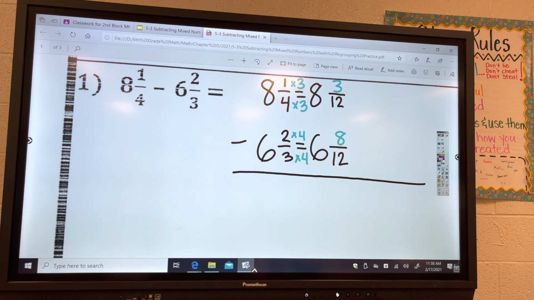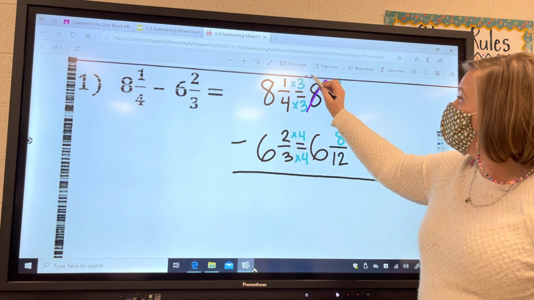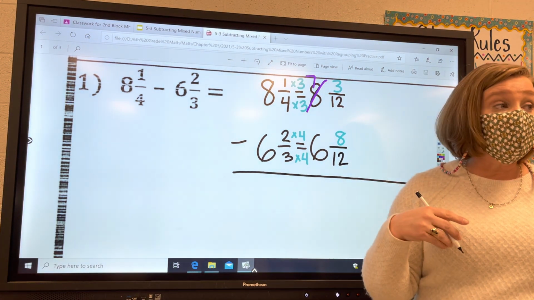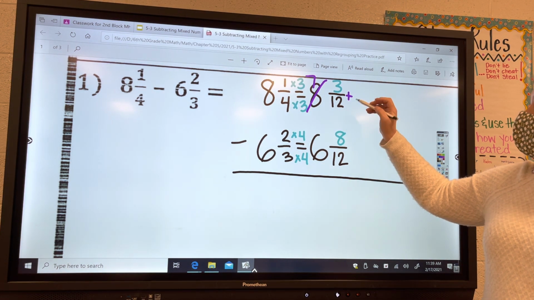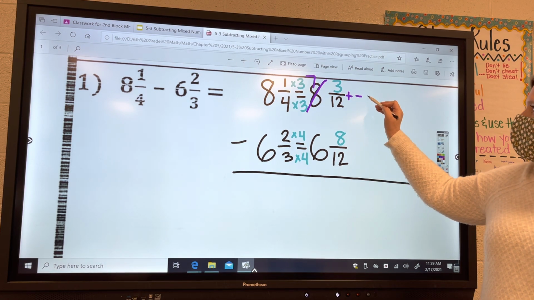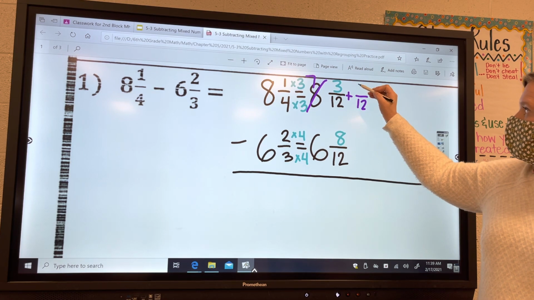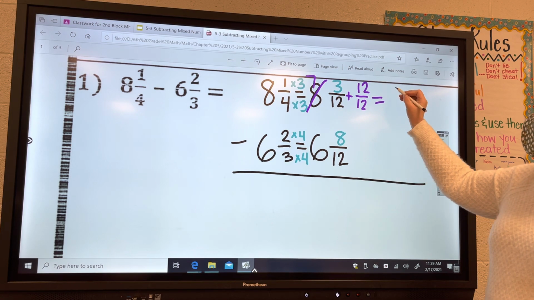All right, Ty, can we do 3 minus 8? No, I can't do that. So, Justin, what do I have to do? I've got to borrow. My 8 is going to change to a 7. And I'm going to take my whole and put it where? With the 3. So what do I want my whole to be? What do I want my denominator to be? 12. So what's my numerator going to be? Now it's going to be 15.